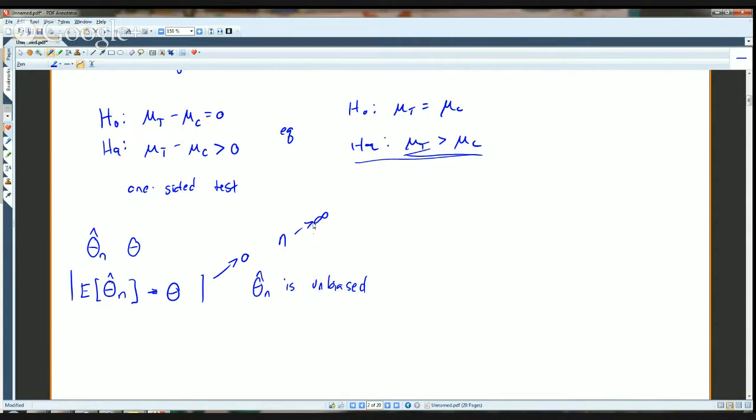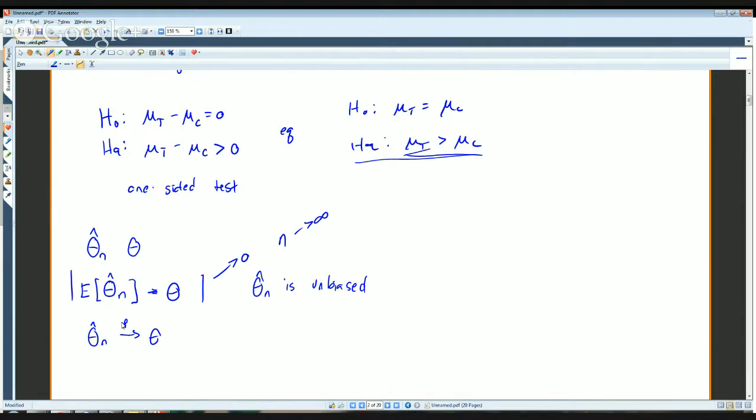Now, if theta hat n converges to theta in the sense of probability, let's just remind ourselves: we had a lecture at one point where we talked about consistency and convergence in probability. The most canonical example is if you flip a coin a lot and take the proportion of heads, that proportion converges to the success probability of the coin, the head probability of the coin.